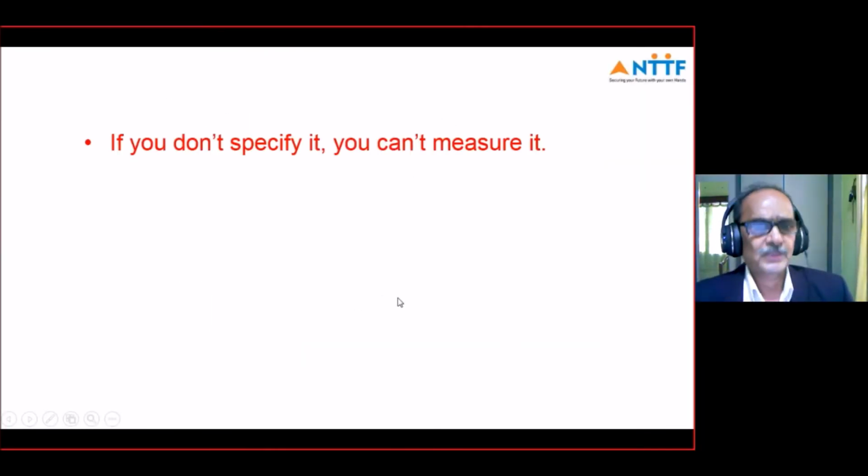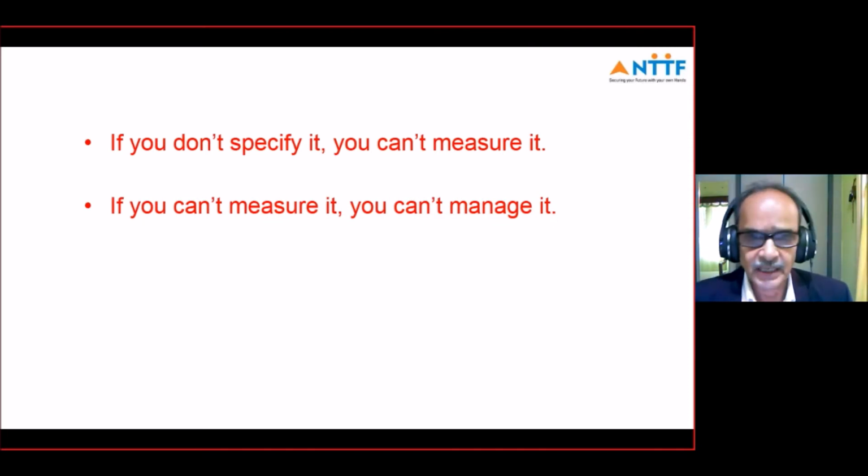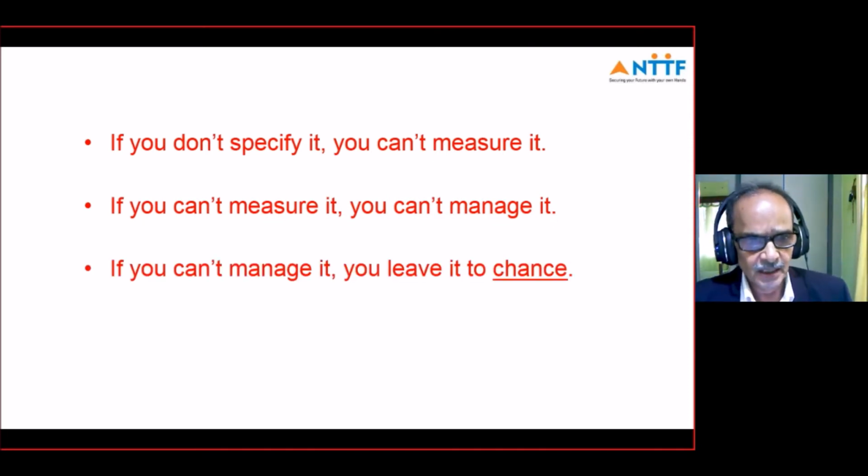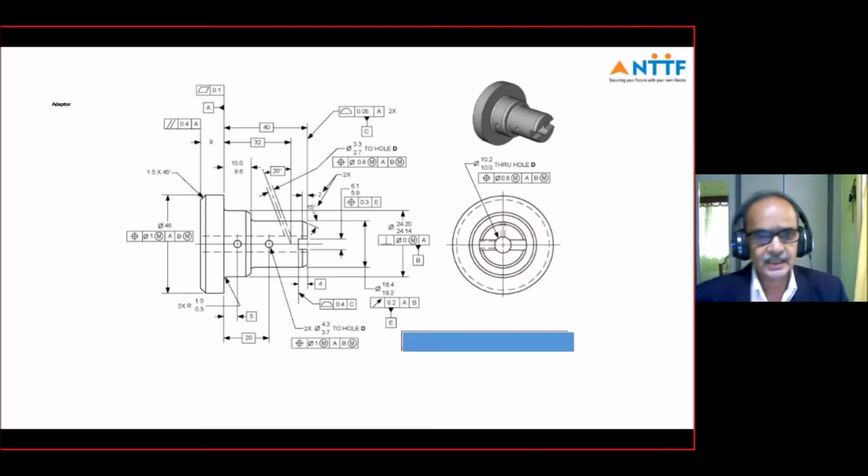If you don't specify your intent in the drawing, you can't measure it. If you don't measure it, you can't manage it. If you can't manage it, you leave it to chance. So let us see one drawing as an example and see how GD&T works. You see a pin, a component, shown in 3D on the screen, and this component is drawn in the 2D drawing with all requirements here.